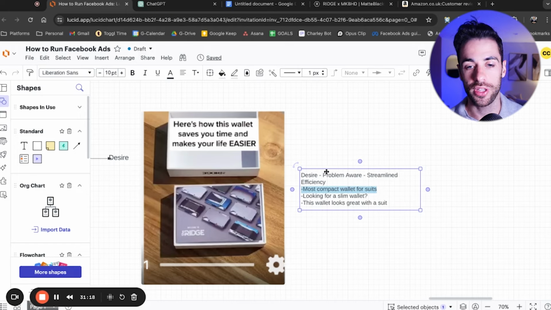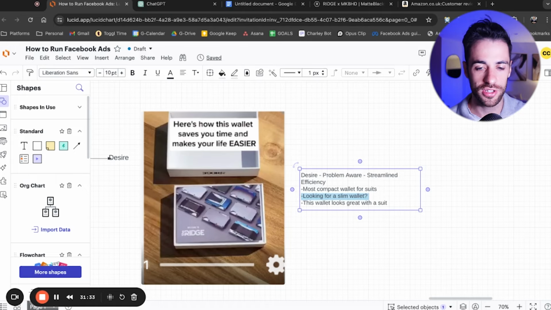And that's what you want to be doing. It's not just always general. That's why we make the avatar. Looking for a slim wallet, addressing, it's kind of like problem aware, but also solution aware. They have the problem. They're looking for the solution. They know what the solution is. A solution is a slim wallet. Are you looking for it? That one kind of sits between the two. And then, this wallet looks great with a suit.